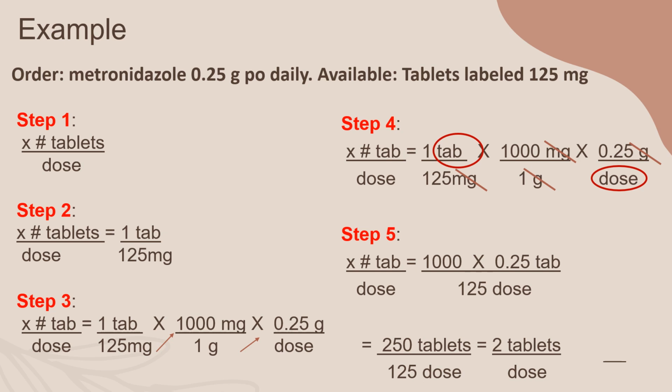So step 4, we cancel out the like units, which would now be the milligrams and grams that we can cancel out. So we're left with tablets on the top and dose on the bottom, which is exactly what we're looking for. In step 5, we do the math and we come out with 2 tablets.